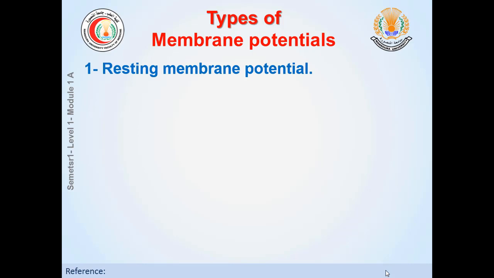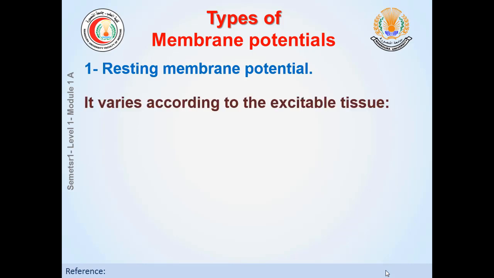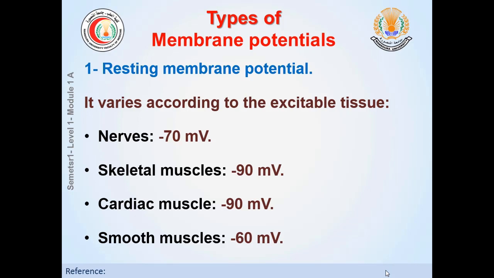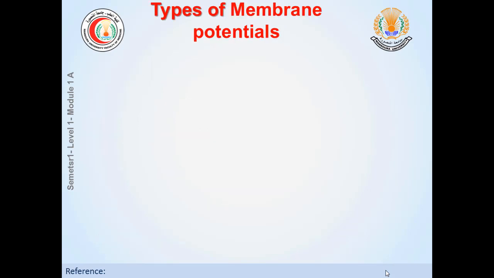Types of membrane potential. Resting membrane potential varies according to excitable tissues. In nerves it equals minus 70 millivolts, skeletal muscle minus 90 millivolts, cardiac muscle minus 90 millivolts, smooth muscle minus 60 millivolts.